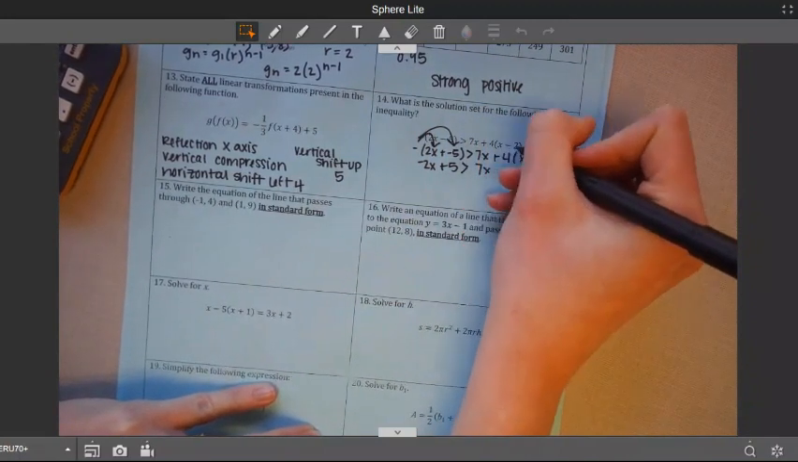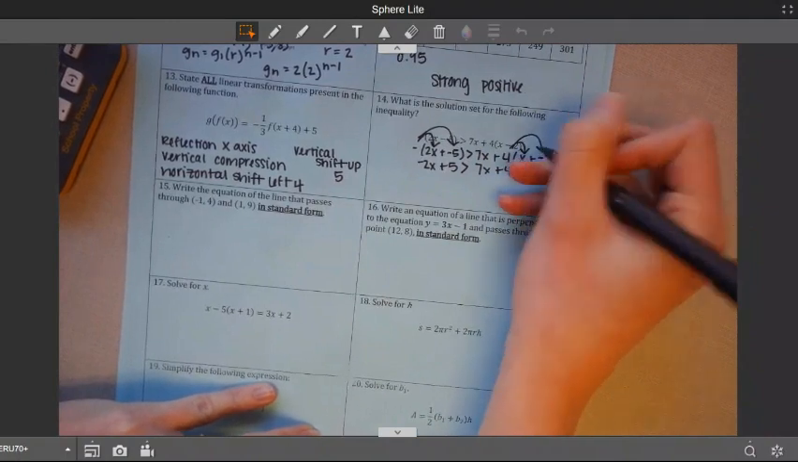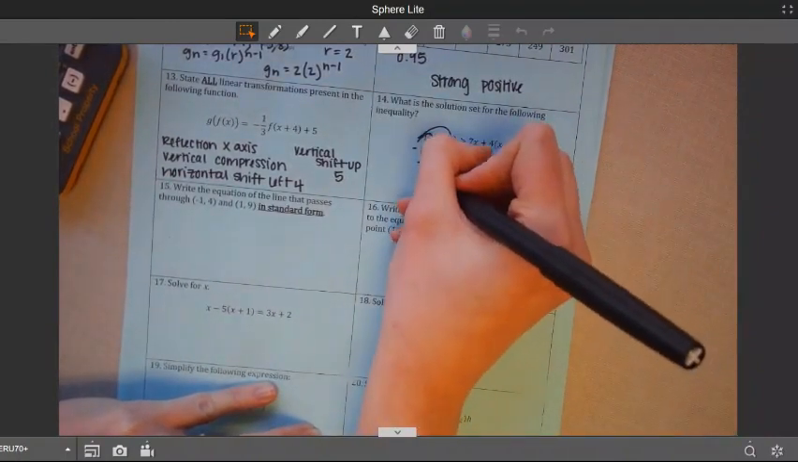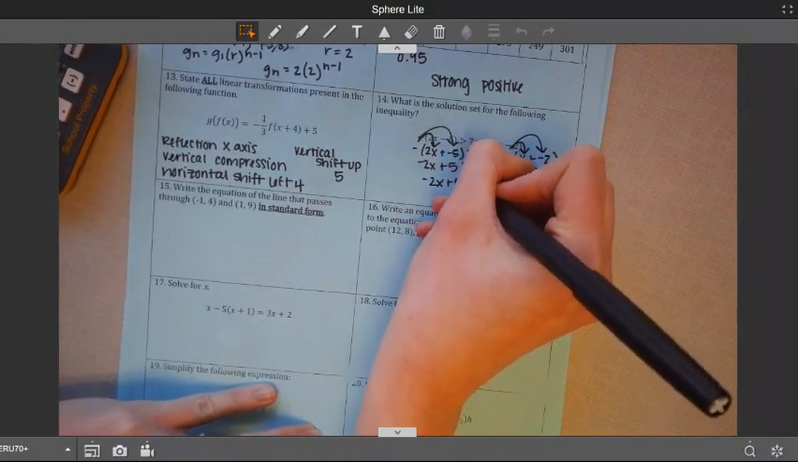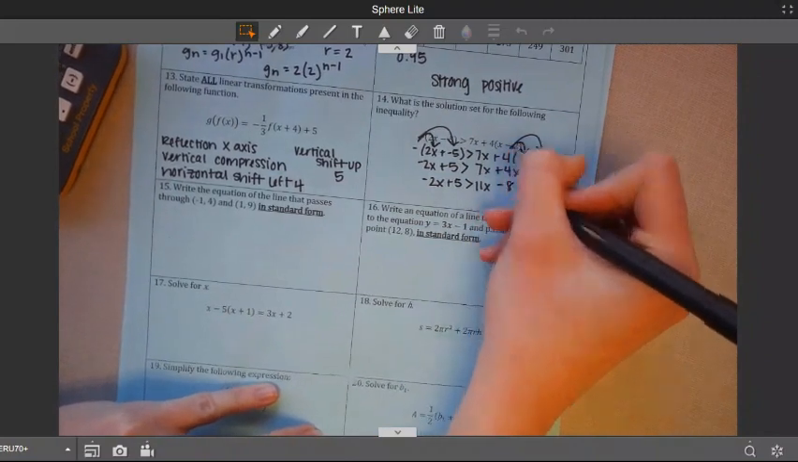Keep that 7x, distribute the 4. 4 times x is 4x. 4 times negative 2 is negative 8. I'm going to combine like terms. So I get negative 2x plus 5 is greater than 7x plus 4x is 11x minus 8.